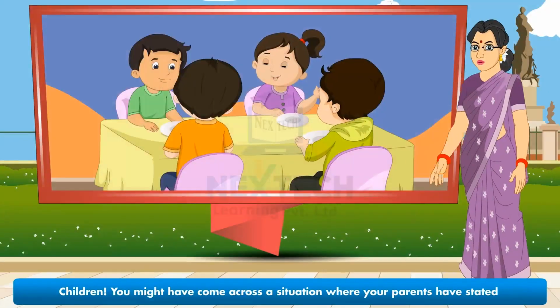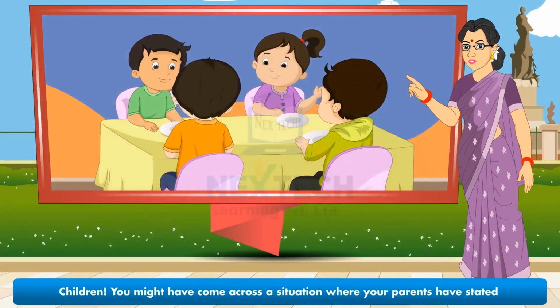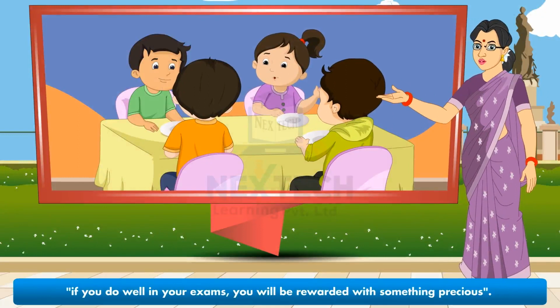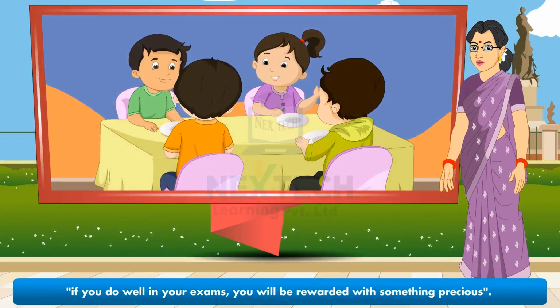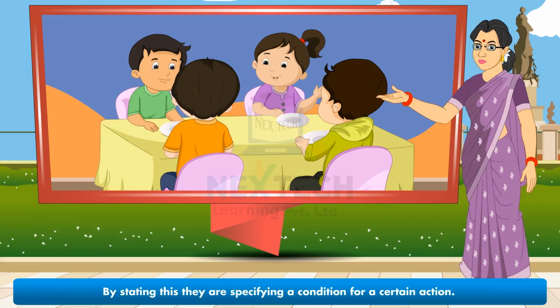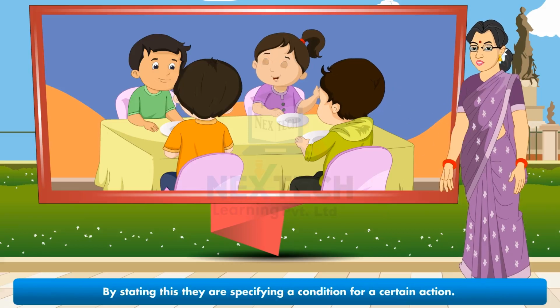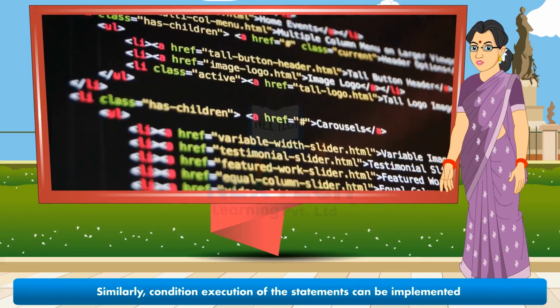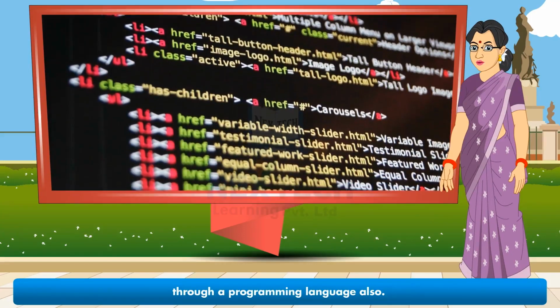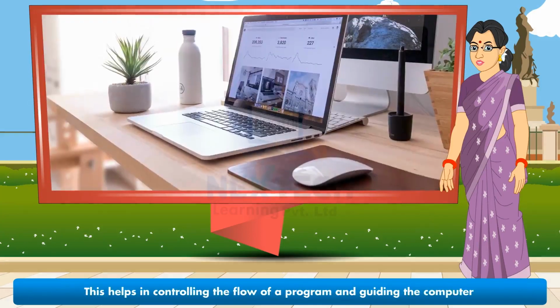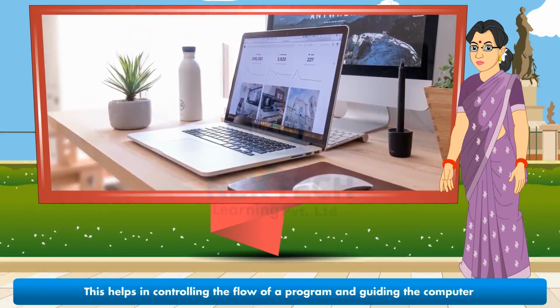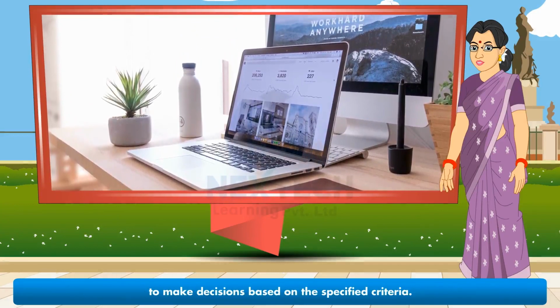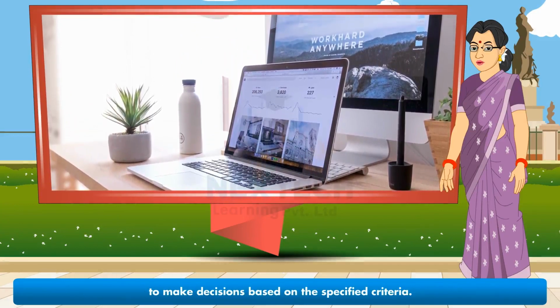Children, you might have come across a situation where your parents have stated, if you do well in your exams, you will be rewarded with something precious. By stating this, they are specifying a condition for a certain action. Similarly, conditional execution of the statements can be implemented through a programming language also. This helps in controlling the flow of a program and guiding the computer to make decisions on the specified criteria.